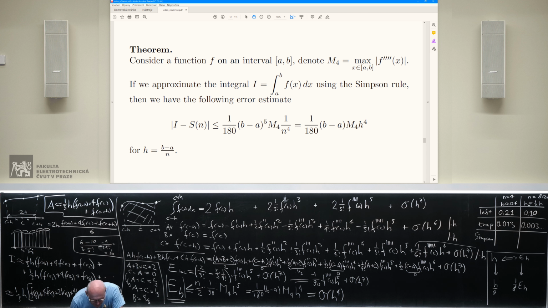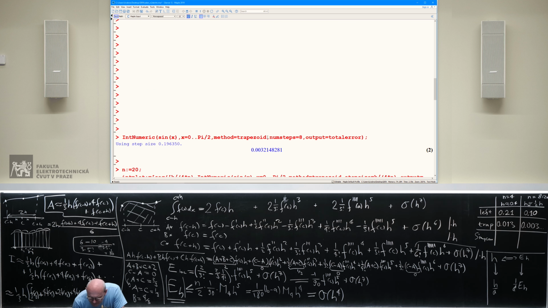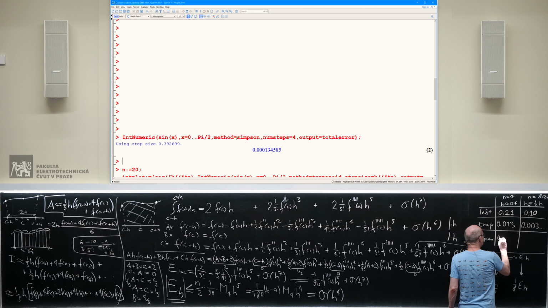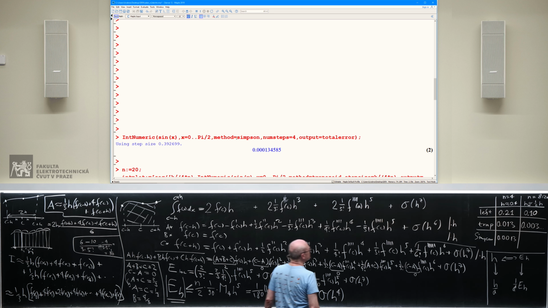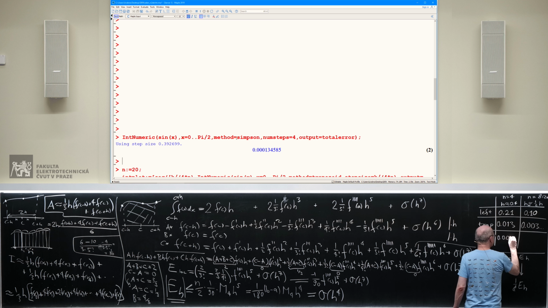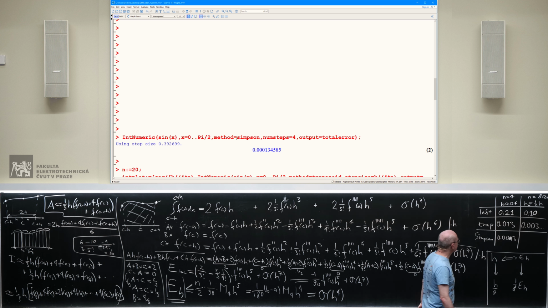Here we go, Maple. First of all, let's go back over here. Simpson, number of steps 4, output error. Here we go. So the Simpson rule, wow, that's also nice. 0.0013, I like that. Did I miss a 0? Yes, I did. There should be 3 zeros after the decimal dot. Now it fits. It's a little bit more. I'll have to take this into account.